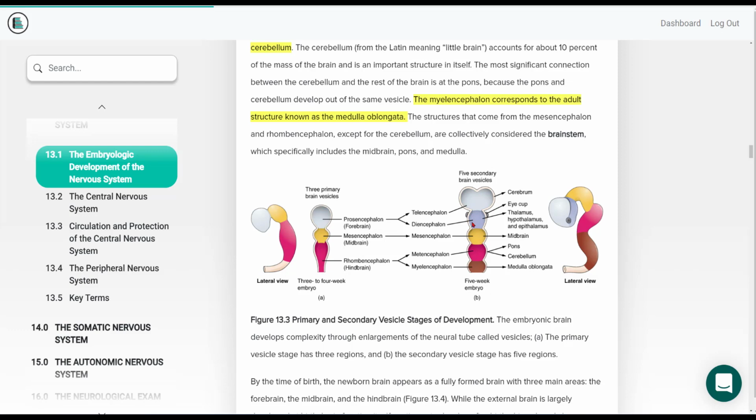What I do want you to know, however, is what is the telencephalon? What does it become, right? The cerebrum. What does the diencephalon become? It becomes the thalamus and the hypothalamus. The mesencephalon is the midbrain. The metencephalon is the pons and the cerebellum, and the myelencephalon becomes the medulla oblongata. These are the adult structures that you will be learning to label in the brain.